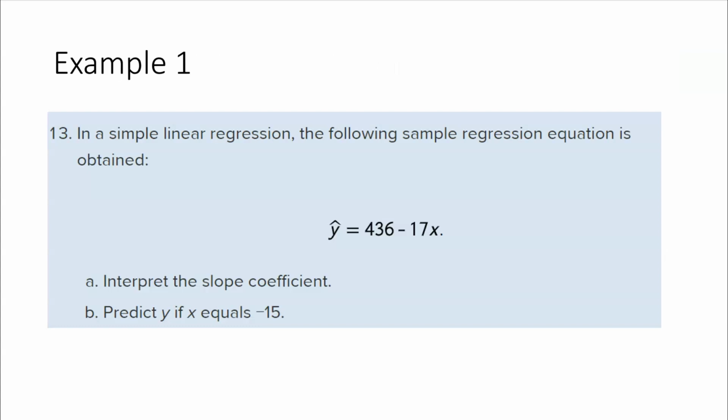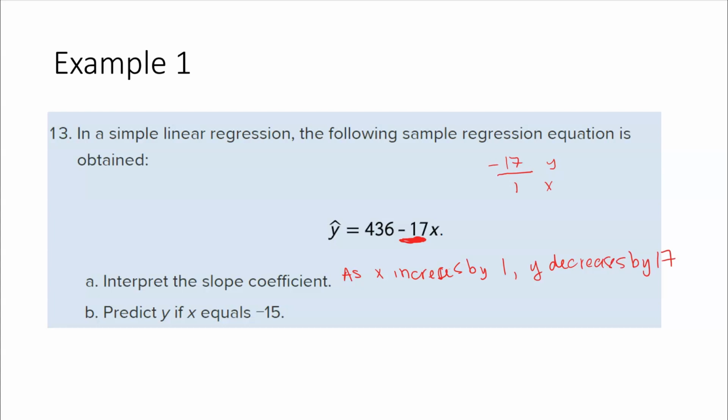So in a simple linear regression, the following sample regression equation is obtained. Interpret the slope coefficient. Our slope always has that variable with it. So it's negative 17. Because we don't know what x and y are, we'll just say as x increases by 1, because it's always by 1, right? It's negative 17 over 1, y over x. As x increases by 1, y, because it's negative, decreases by 17.